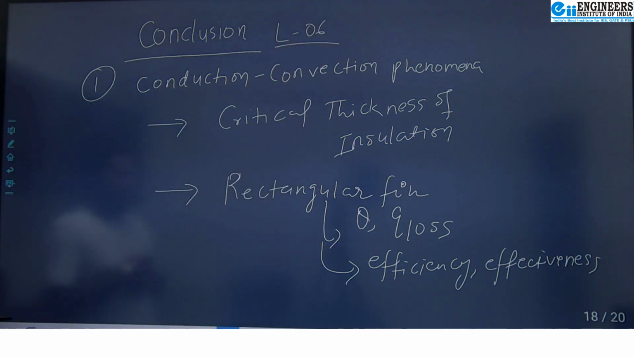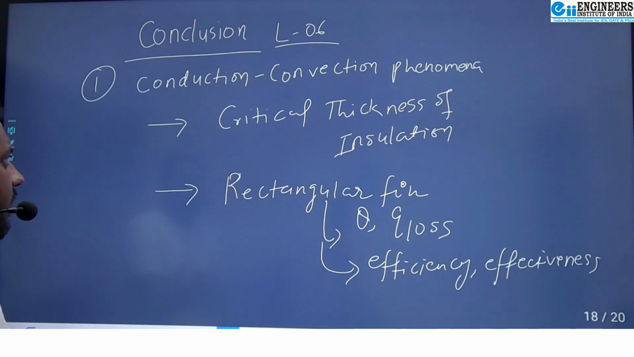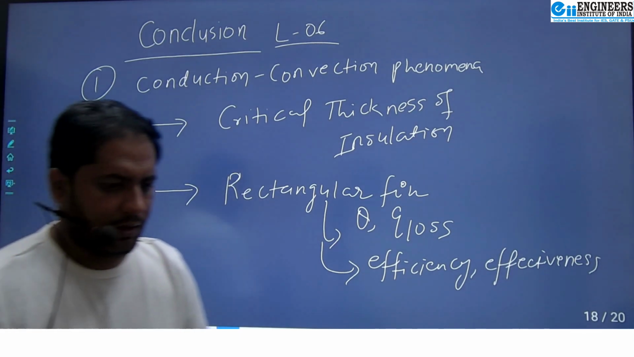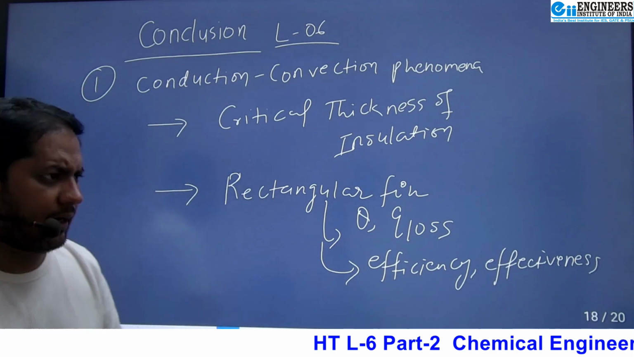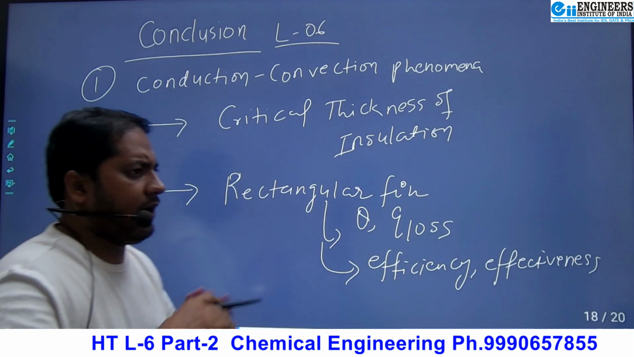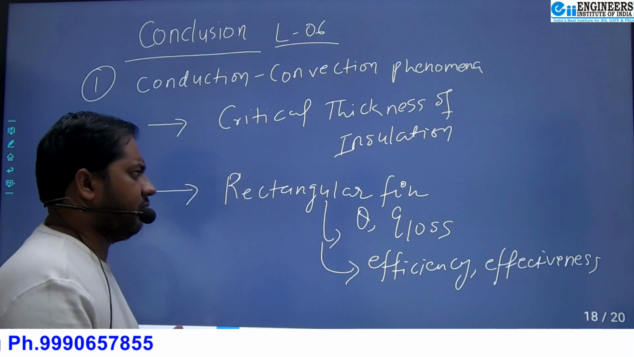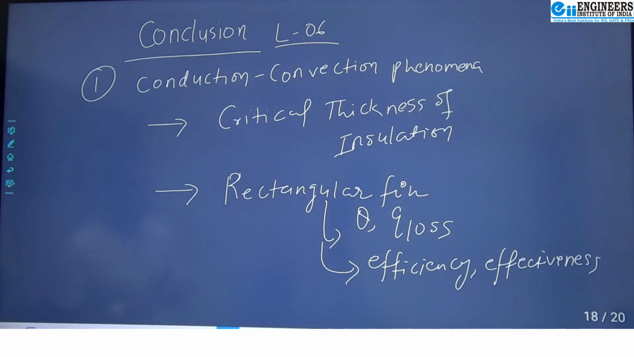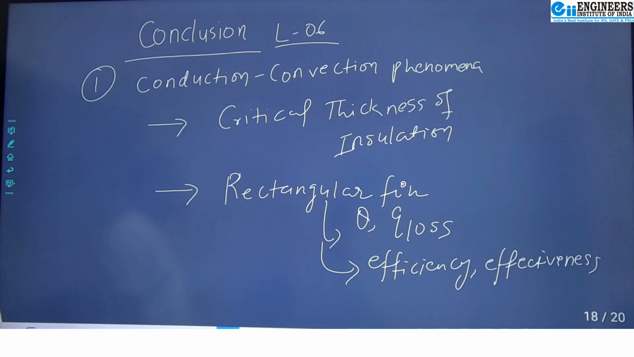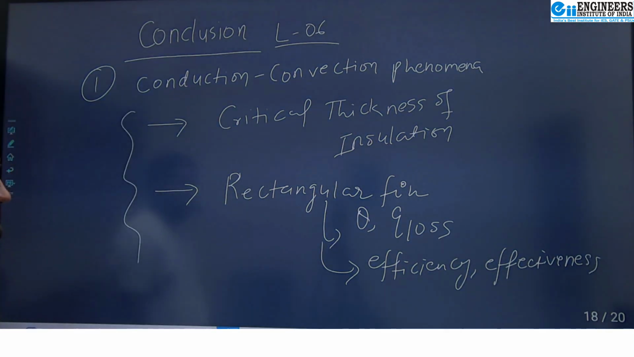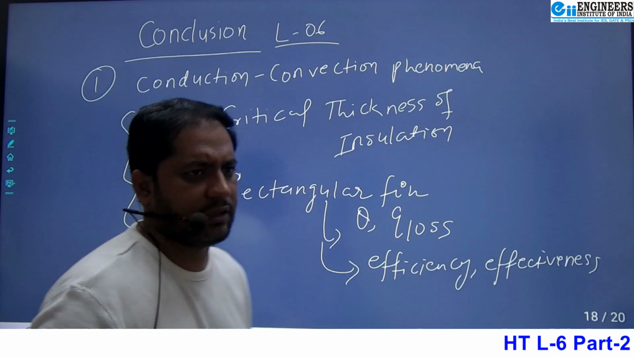Now we have discussed two phenomena of conduction convection: critical thickness and fins. Another phenomenon related to conduction convection is the lumped heat capacity system. When the conduction of a material is so high that the internal energy inside the material is just convected away in the fluid, that is also related to conduction convection, but we will discuss it in the next topic. So far we have discussed the two important aspects of conduction convection, critical thickness of insulation and rectangular fins, and we have also discussed the application of fins.